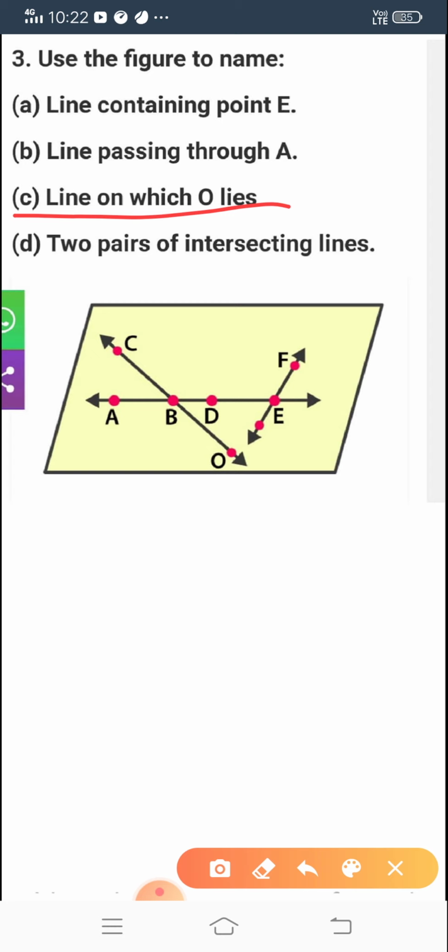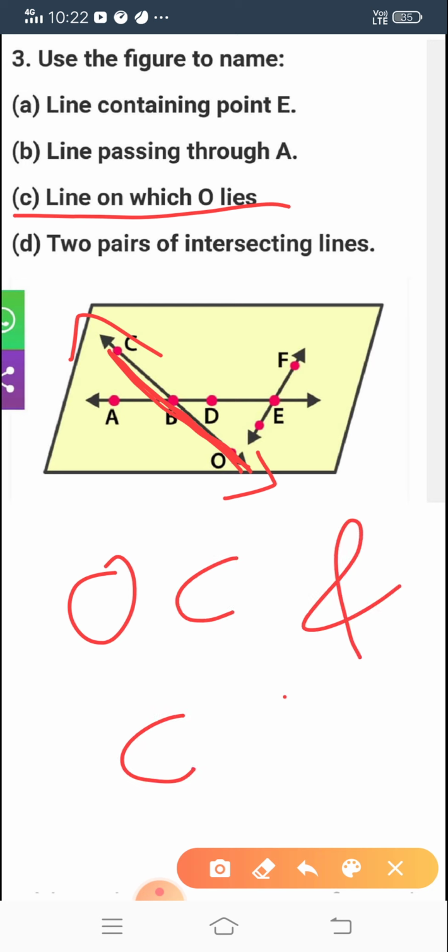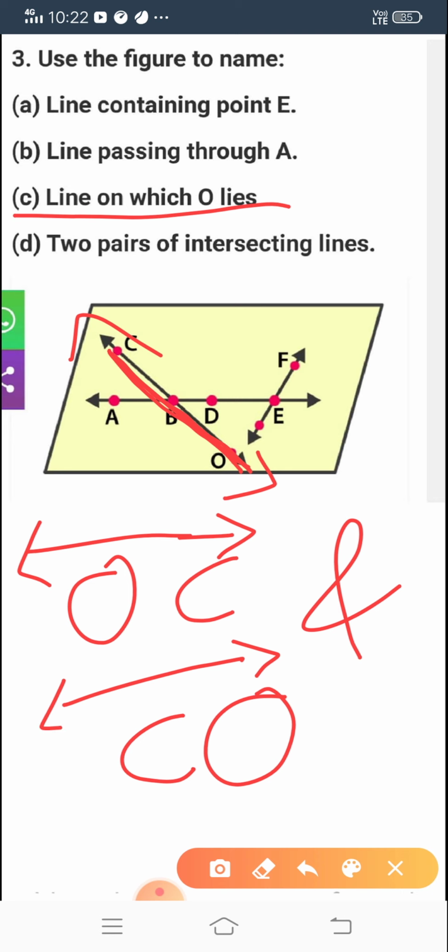Okay. Next one, that is the third one. Line on which O lies. It is your O. That is here. O lies, O is here. So the line is OC, or you can write down CO. The line is there, so the symbol of line is like this. The line consists of O here. That's why the line is OC or CO. CO is the third answer.